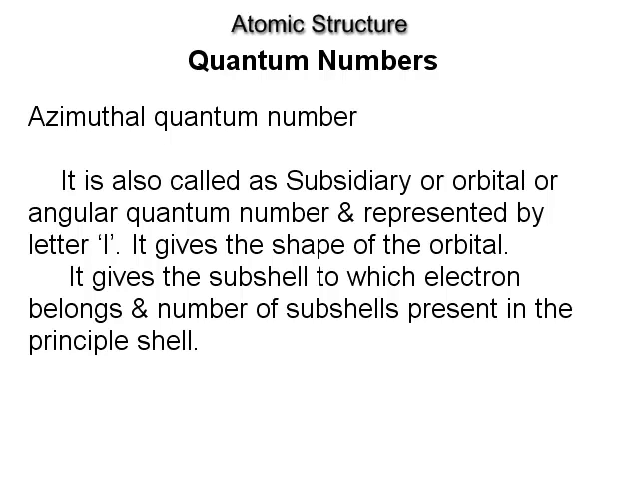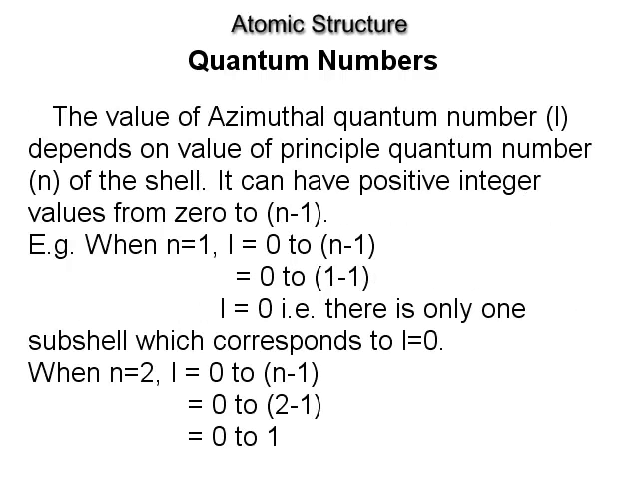Azimuthal quantum number. It is also called the subsidiary, orbital or angular quantum number and is represented by the letter l. It gives the shape of the orbital. It gives the subshell to which the electron belongs and the number of subshells present in the principal shell. The value of the azimuthal quantum number depends on the value of the principal quantum number of the shell. It can have positive integer values from 0 to n-1.